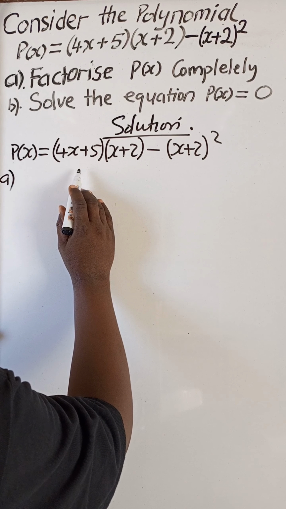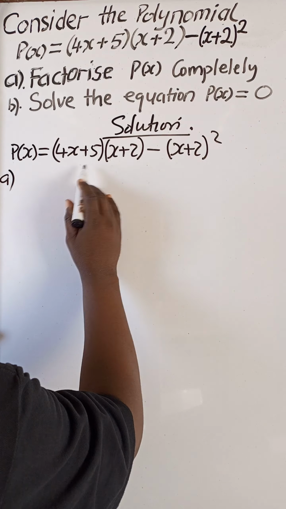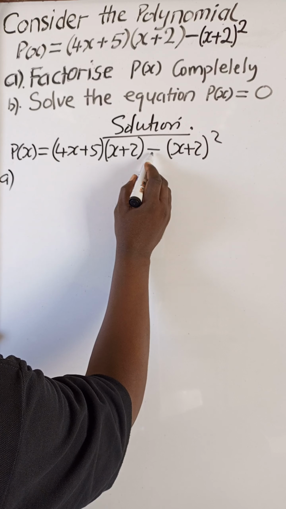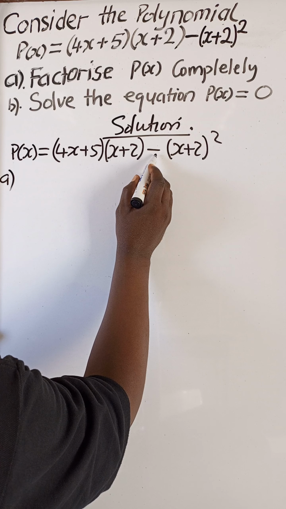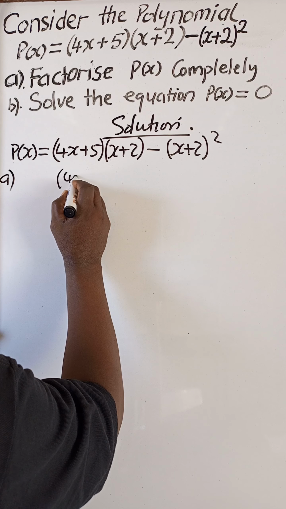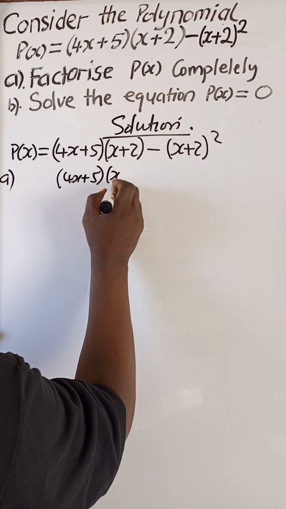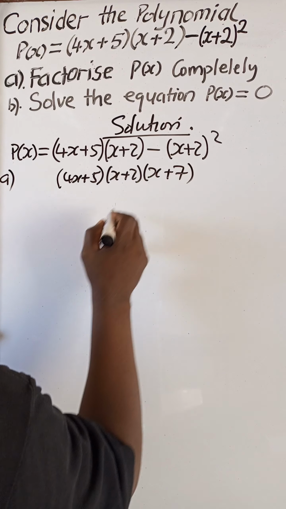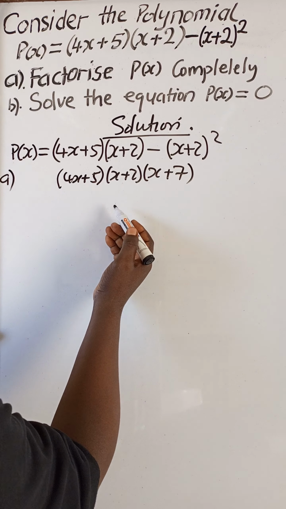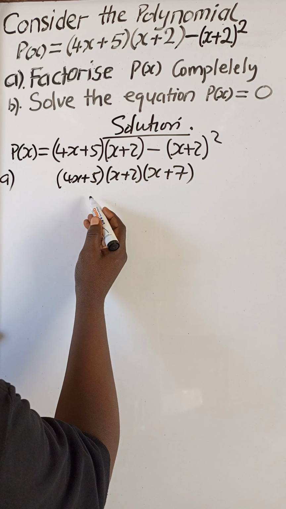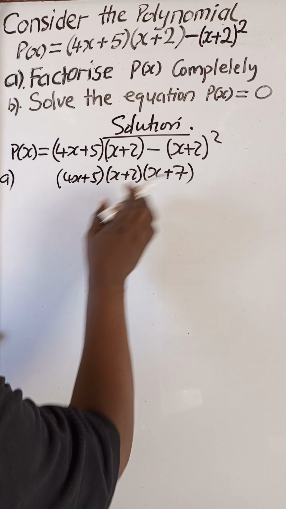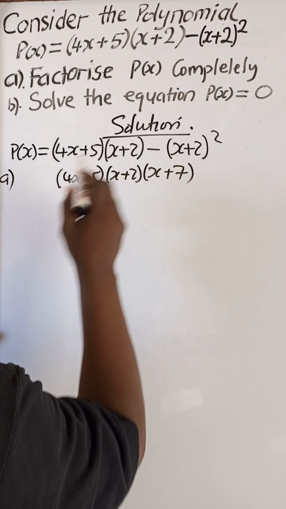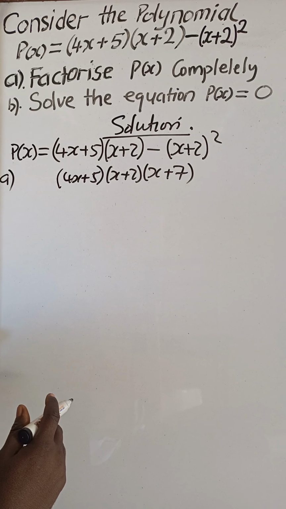But this is not the factorized form of this polynomial. Why? Because here we have a subtraction. Had it been (4x + 5)(x + 2)(x + 2), then we would say that p of x has been factorized completely, the factors multiplying each other. But when we have a subtraction here, it ceases to be factors.